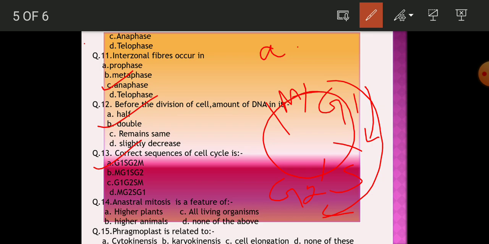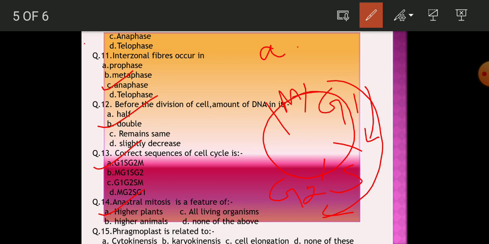Then, anastral mitosis is a feature of higher plants, all living organisms, higher animals or none of the above. The correct answer is higher plants, because in higher plants astral mitosis is not found, which is why this type of mitosis is known as anastral mitosis.